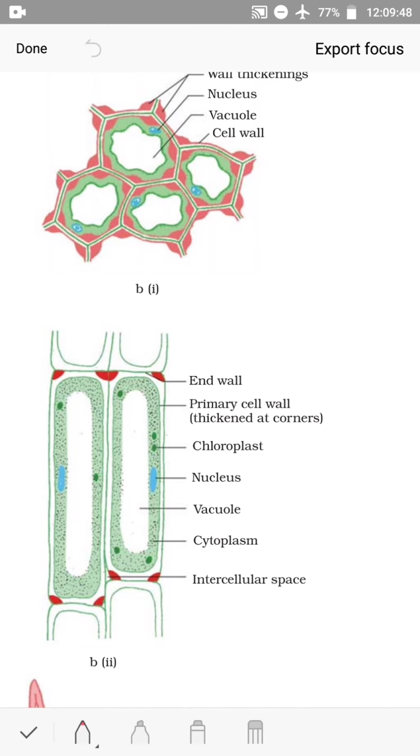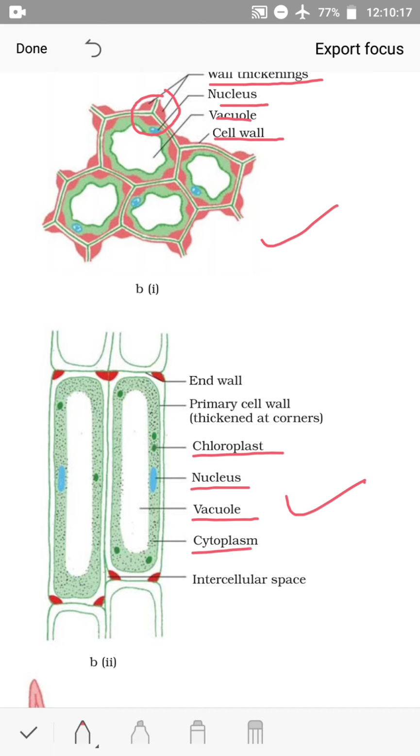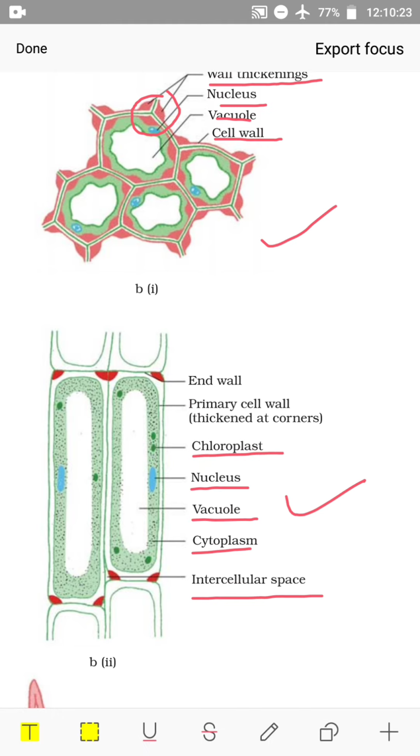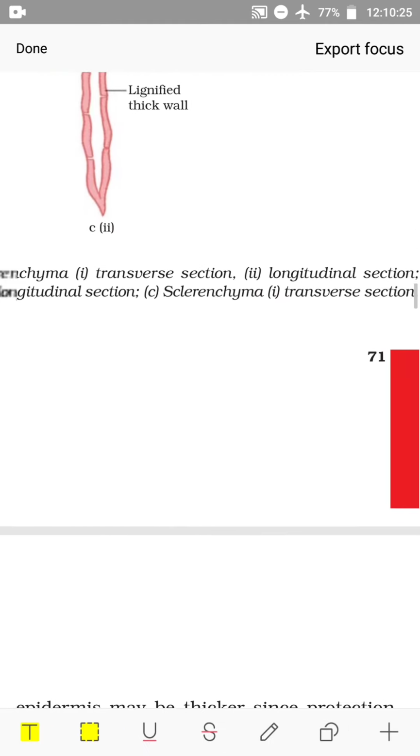Collenchyma tissue, here you see this is in cross section and this is in longitudinal section. In cross section you see the wall thickenings, actually at the corners of the walls. Here you see the corners of the walls which are thickened due to deposition of some substances. They have nucleus, vacuole, cell wall. And here you see they have chloroplast, nucleus, vacuole, cytoplasm. They have intercellular space, but that is less. So these are the cells of parenchyma and collenchyma tissue.